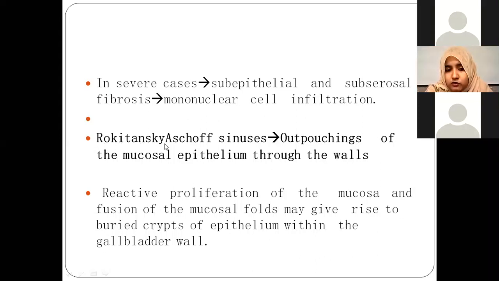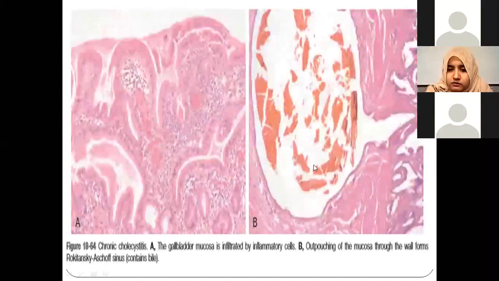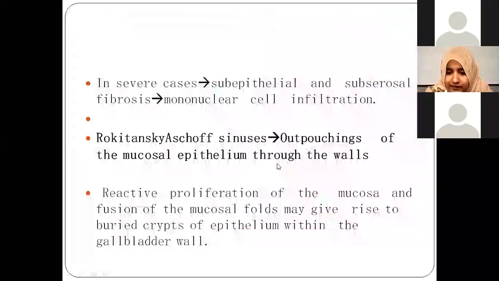The structure is Rokitansky-Aschoff sinuses. What are Rokitansky-Aschoff sinuses? These are outpouchings of the mucosal epithelium through the walls. What happens? There is chronic insult on the mucosa. When there is chronic insult on the mucosa, they form outpouchings. This outpouching is easily seen on ultrasound with bile in it. So this is called Rokitansky-Aschoff sinuses, which are only and only seen in chronic cholecystitis, either calculous, acalculous, whatever.